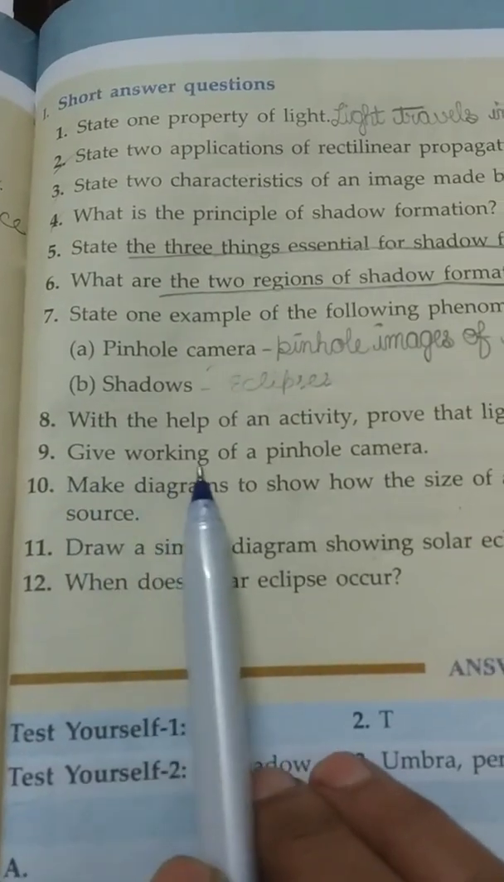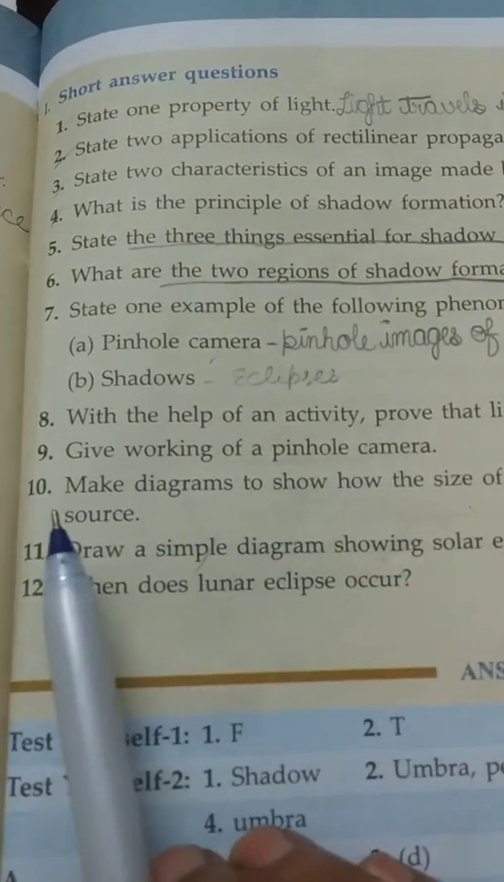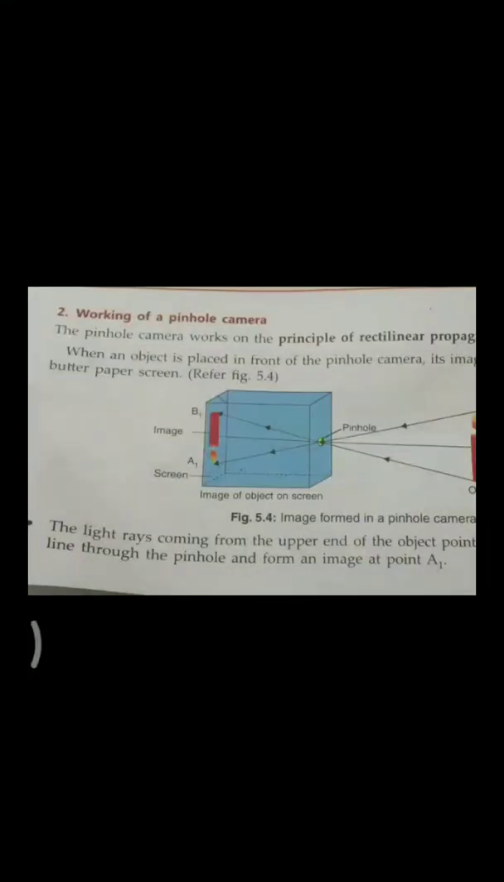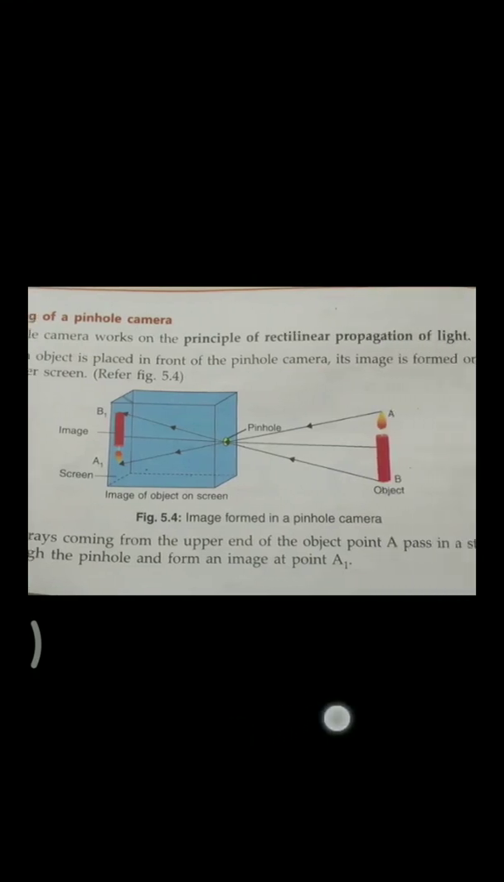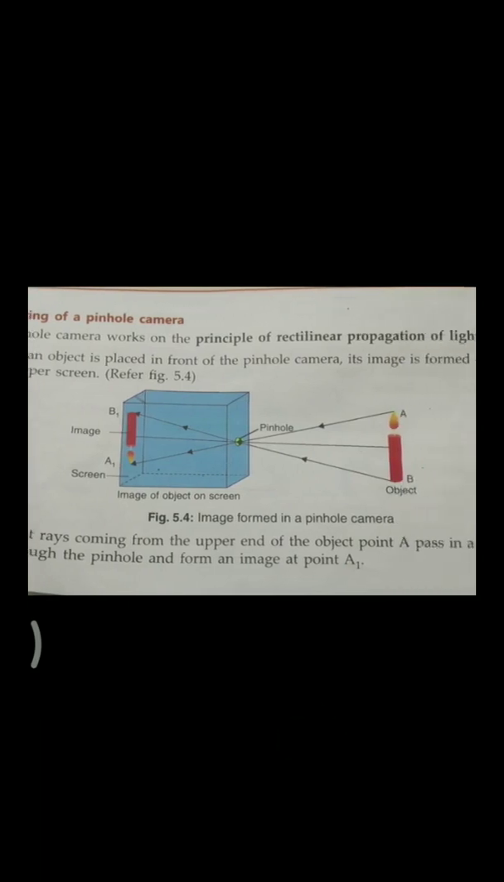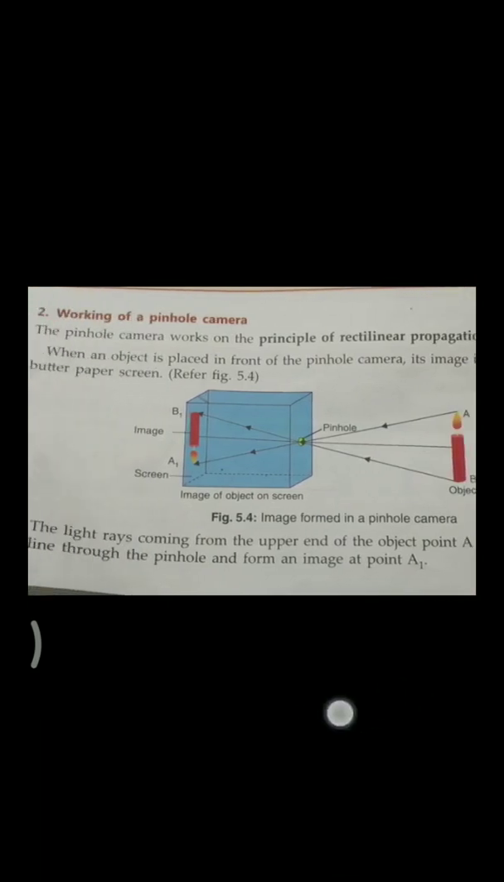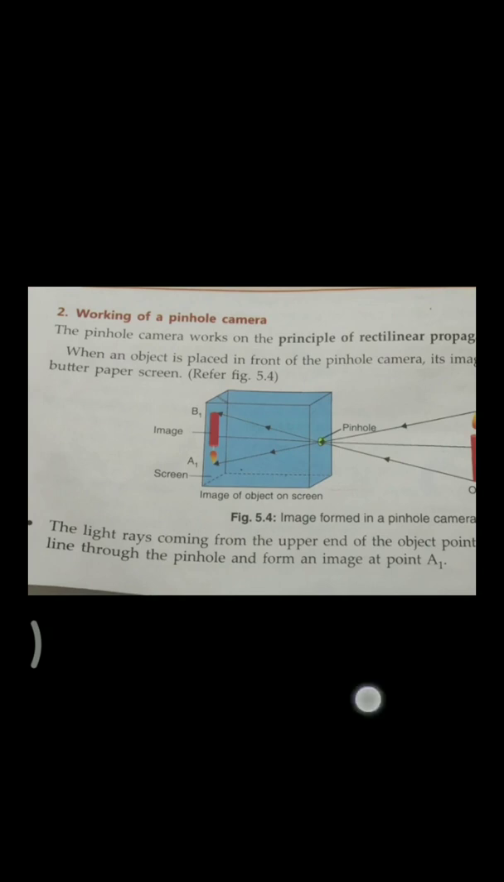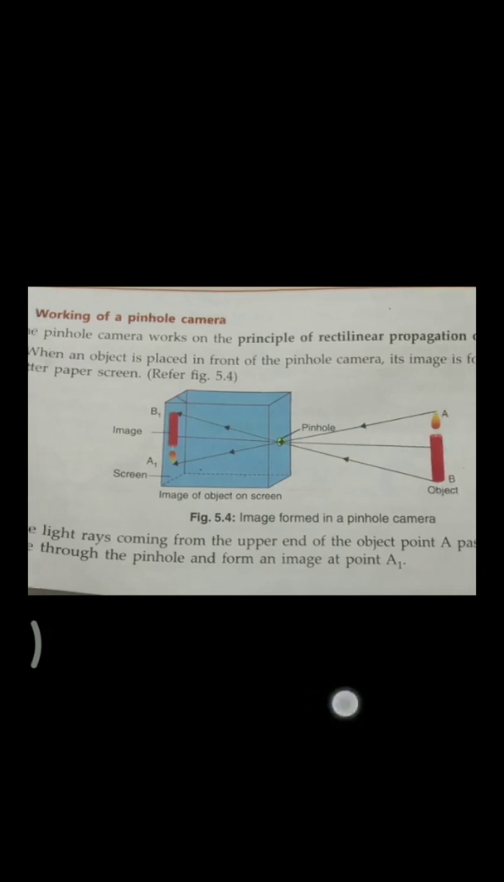Ninth question. Give the working of a pinhole camera. Ninth answer. Working of pinhole camera. A pinhole camera works on the principle of rectilinear propagation of light. When an object is placed in front of the pinhole camera, its image is formed on the butter paper screen. This diagram you will draw.